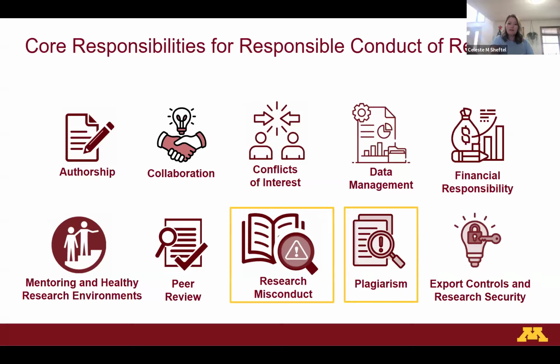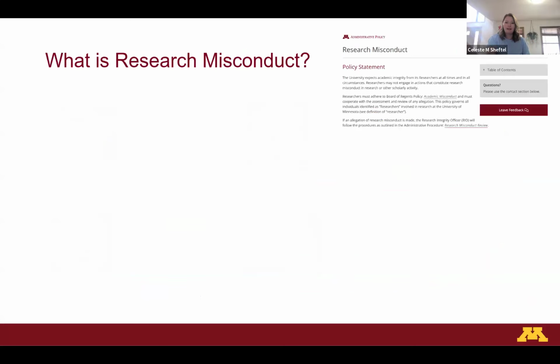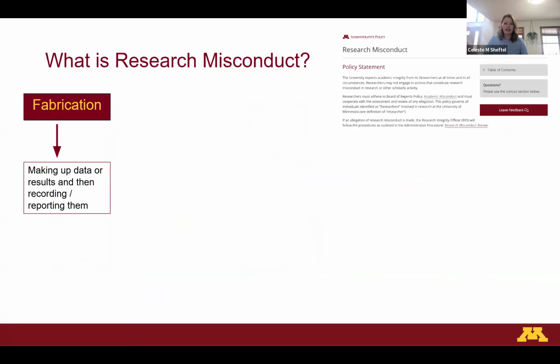I've included plagiarism in this because plagiarism is a type of research misconduct. So what is research misconduct? Like I said, we have an administrative policy as well as a Board of Regents policy on research misconduct, and this policy was recently updated in 2025. Research misconduct is the fabrication of data, so making up data or results and then reporting and recording them.